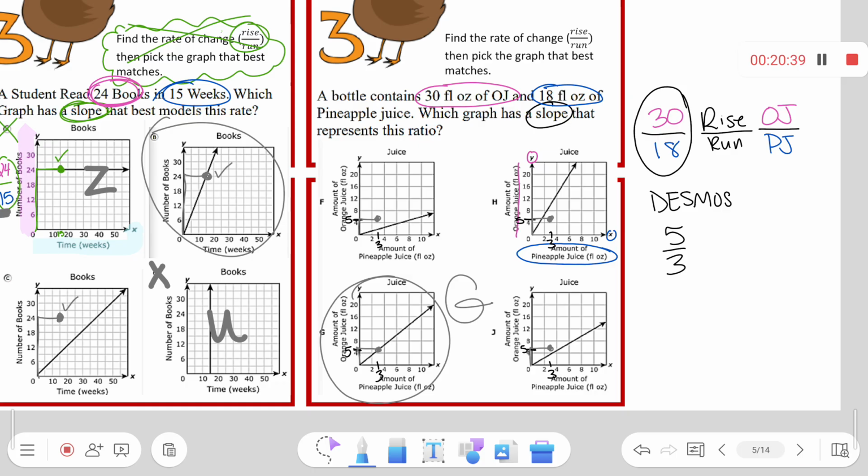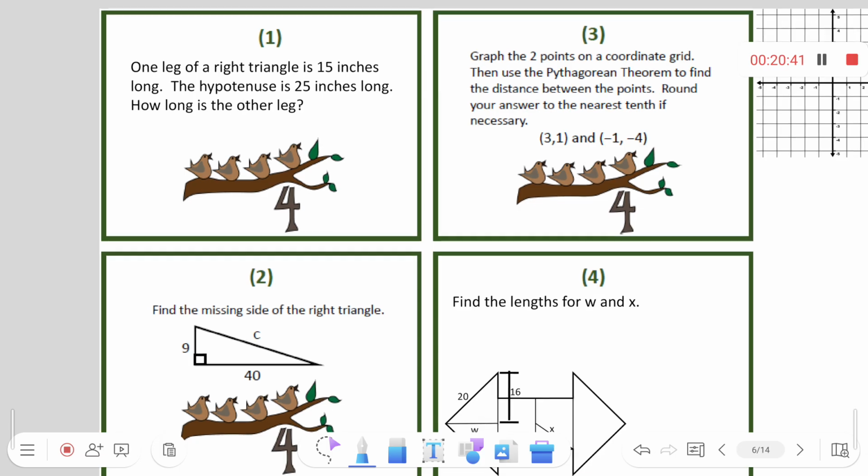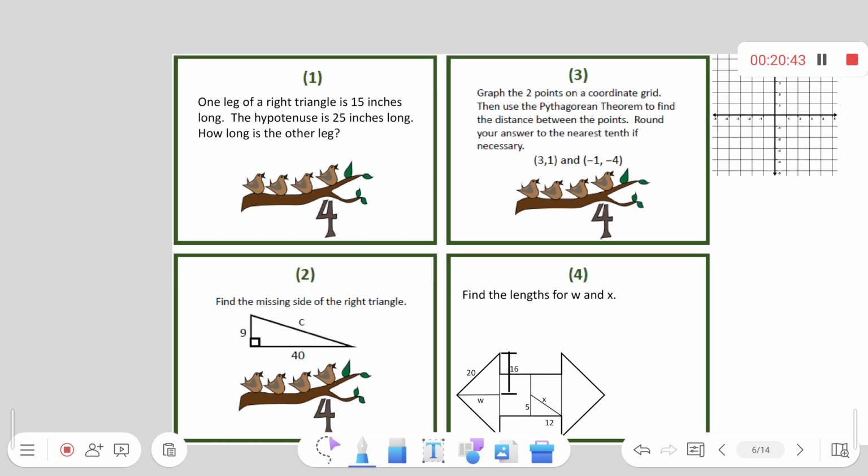Now we are on 4 calling birds. This is Pythagorean theorem. You have questions similar to this on your test.